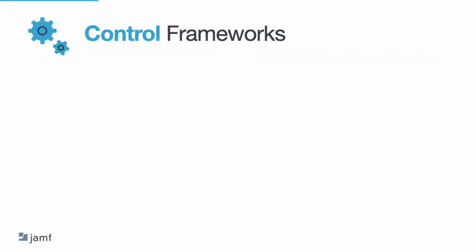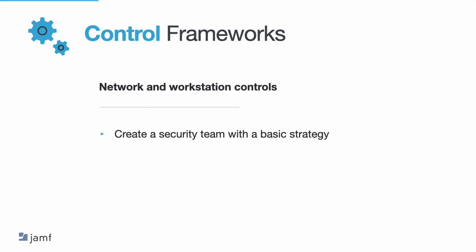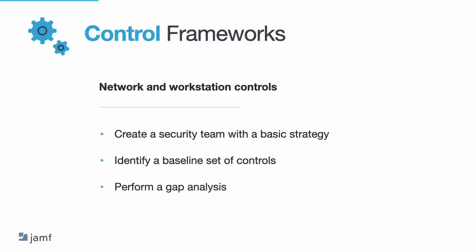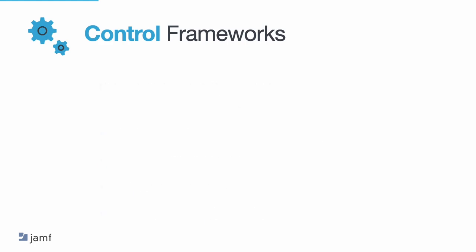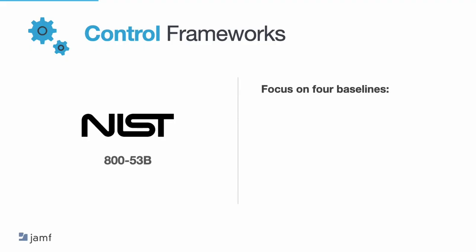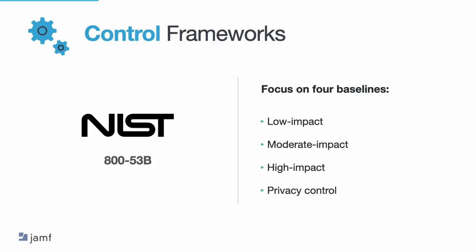Control frameworks include a complete set of network and workstation controls. So these really are used to create a security team with a basic strategy, to identify a baseline set of controls, perform any analysis of gaps, and prioritize control implementations. An example of a control framework is the NIST 800-53B. It's a comprehensive framework that includes controls that focus on 4 baselines: low impact, moderate impact, high impact, and privacy control. Organizations can easily apply the proper controls based on system confidentiality and criticality.